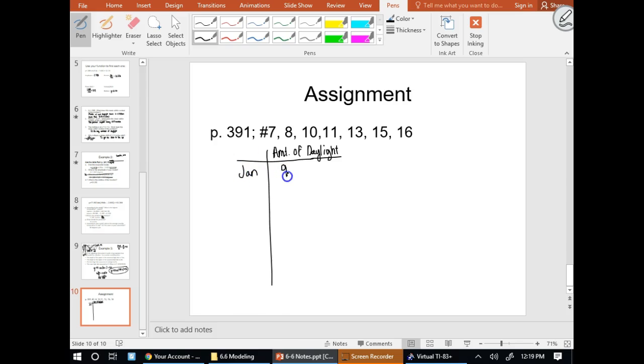January, 9.47 hours. February is 10.47 hours. March is 11.68. April is 13.07.